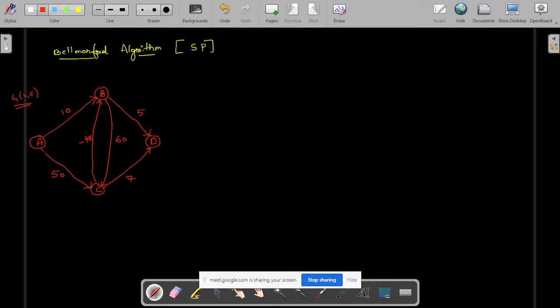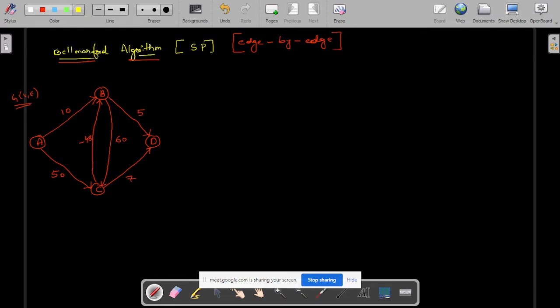Sir, I understood everything you said. Now what do I have to do, sir? Bellman-Ford says very clearly that you have to use a technique. What kind of technique? It is called the edge by edge technique. Please understand this. Edge by edge you have to do.